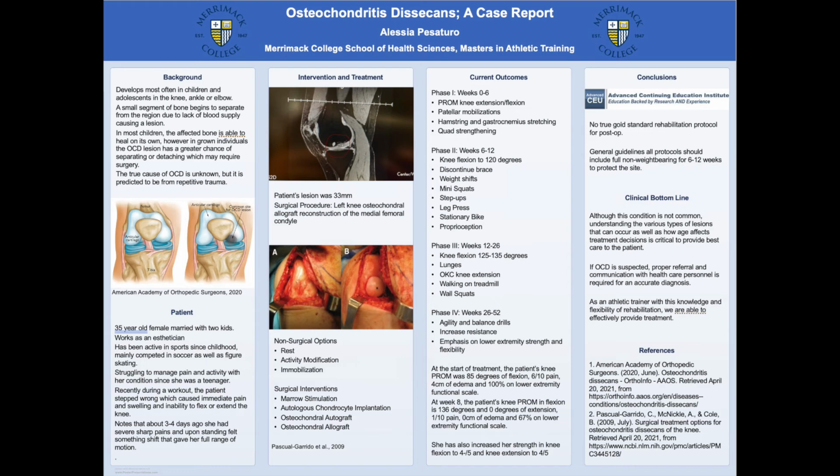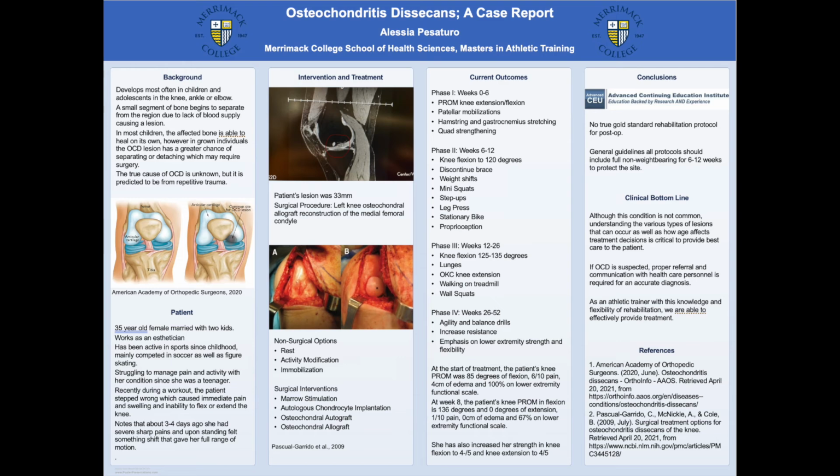And then to move into the final phase, she needed to be at 80 to 90% of strength bilaterally. And during these weeks, we focus on more sports specific work, so agility and balance drills, increased resistance on current exercises, and really emphasize lower extremity strength and flexibility.